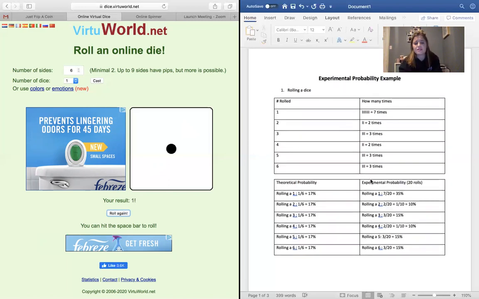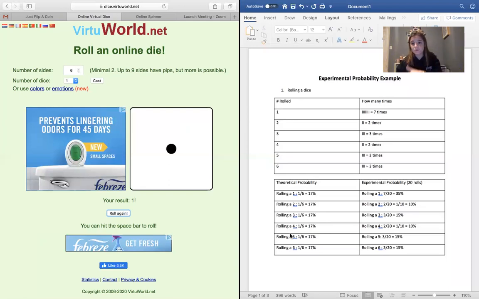Down here, I did the theoretical probability. The theoretical probability is, if I roll a 1, out of 6 total numbers, the probability is 1/6. 1/6 as a percent, 1 divided by 6, is 17%. That's going to be the same for 1 through 6. The chance of getting a 2 is 1 out of 6, 17%.